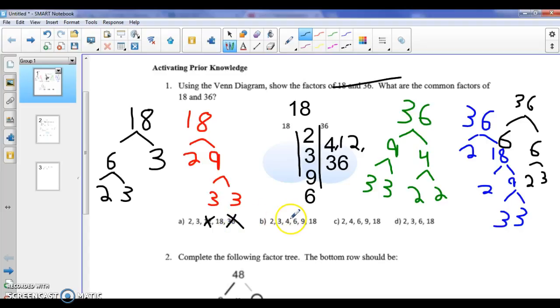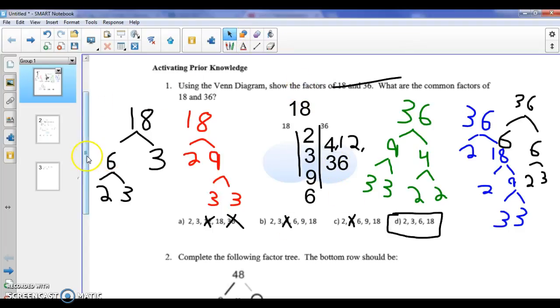Over here, 2, 3, 4. 4 is not a common factor, so I can cross that one out. Same deal here, 4 is not a common factor, so that means that it is D here. 2, 3, 6, and 18, which is my list in the middle, are all the common factors.